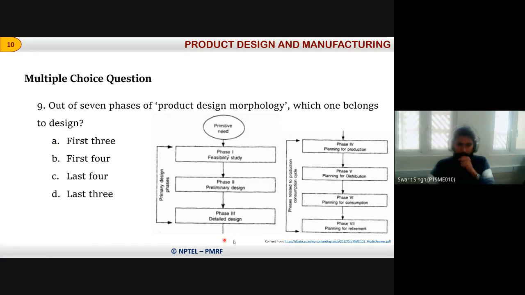Yeah. So from this point, it continues to this point. Product design morphology, the very first phase is the feasibility study, right? In the feasibility study phase, we study the feasibility of the product, whether it is required or not, whether the product that we are requiring will solve the problem for which we are going to design that particular product or not. So the feasibility of the product is studied in the first phase. So this belongs to design.